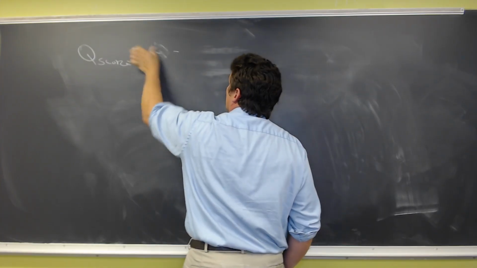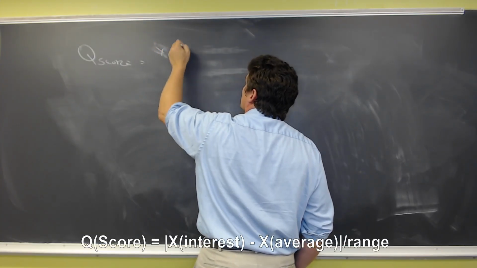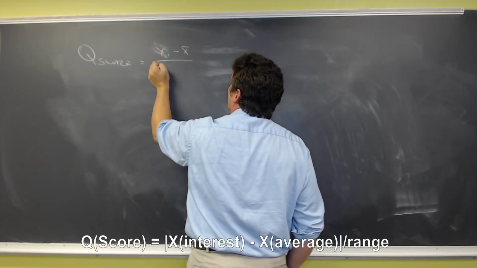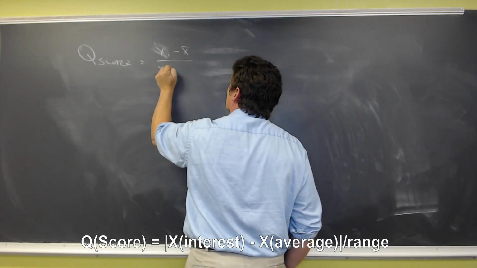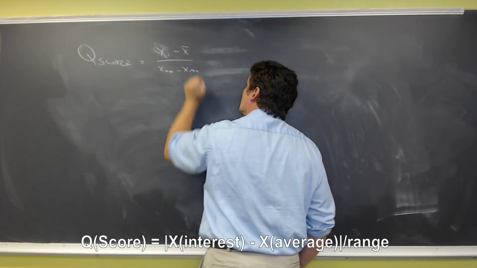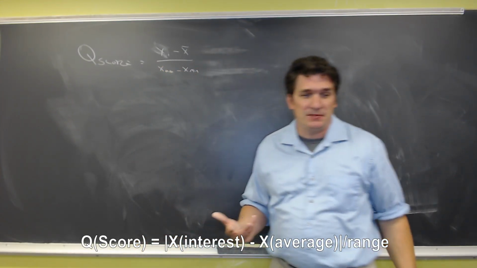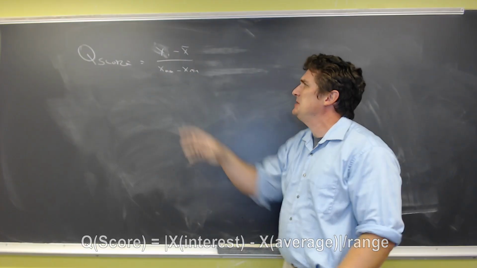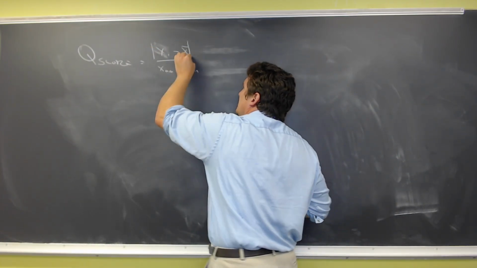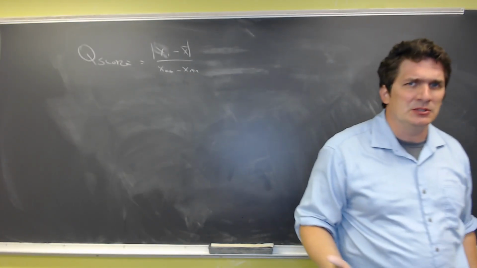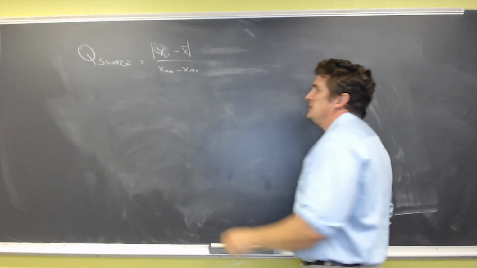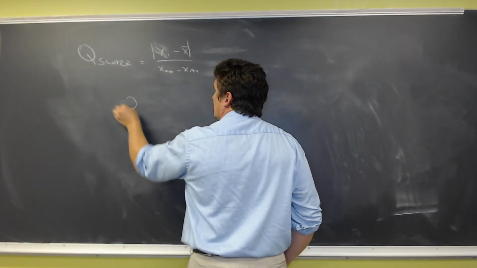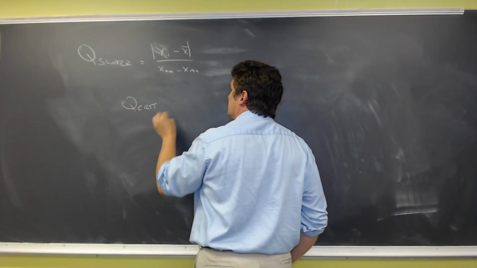We take our data point of interest, x of i, subtract off the average, and we divide it by the range. So Q-score here is whatever our data point is minus the average. Typically we take the average values here. You don't need to, you can just take the plus or minus the critical values, and we divide by the range. And this Q-score, we're going to compare it to Q-critical.